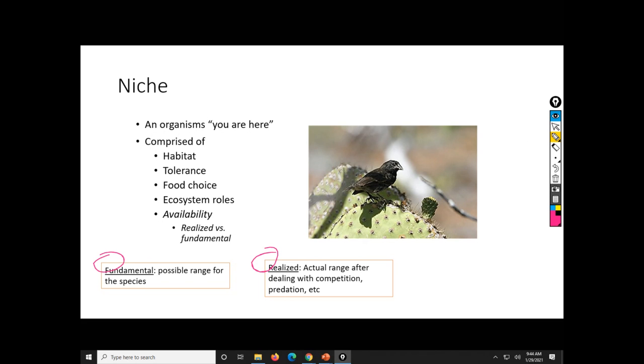Okay, a fundamental niche would be a super happy, I-always-get-everything-that-I-want niche. Okay, this is the Kim Kardashian.